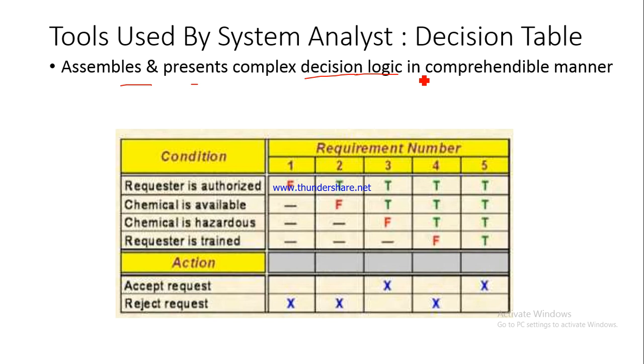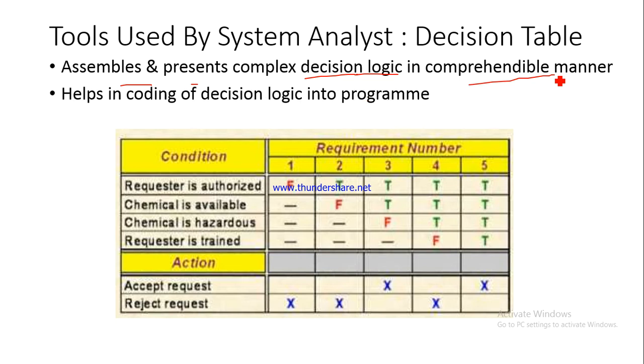So all that is part of the decision logic in a comprehensible manner, in an easy manner, right? And then naturally, once this has been done by the analyst, the analyst will prepare this decision table depending on his interaction with the users, with the customers, and then he'll give it to the designer, and the designer and the developer will then finally write the software program according to what they have been told through this particular decision table, right? So the decision table is helping in coding of the decision logic into the program.